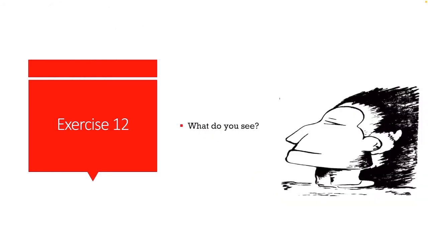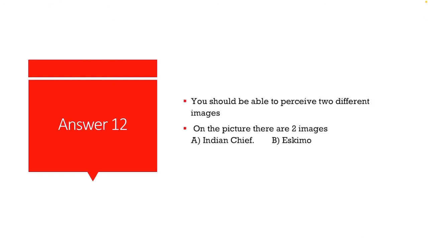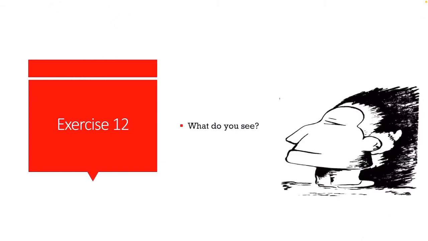Okay. Next is, what do you see from this image? See, the hint is what? You should be able to perceive 2 different images. Here we can see 2 images, one is of an Indian chef, another one is an Eskimo. How can we see this?